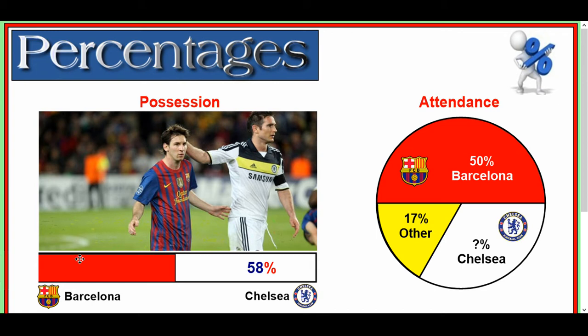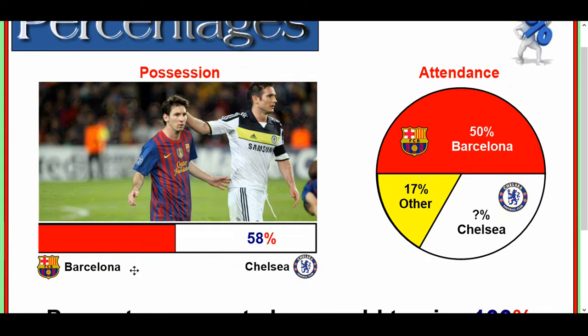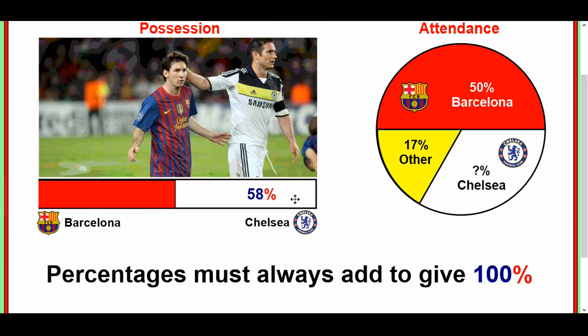So if you've got things like possession, for example, in football, and say Chelsea were playing Barcelona and Chelsea had 58%, the total percentage has to make up to 100. It always does. So percentages always add to give 100 in this case. So the other side, Barcelona, if Chelsea had 58, they must have had 42%. And same, we've got attendance here. If there was 50% Barcelona fans, 17% just general other fans, and you had to work out what Chelsea had, these three things here should add up to 100 to get the total percent. So we've got 50 and 17, so that's 67, then Chelsea would be 33%.